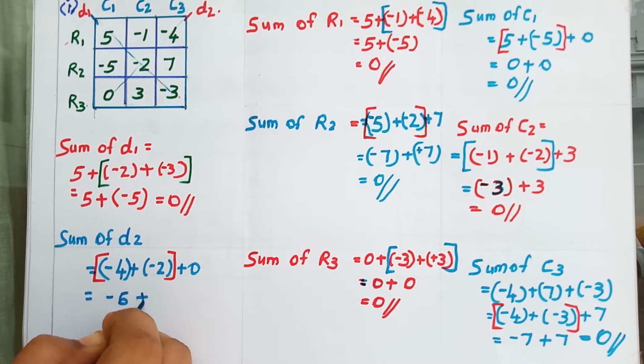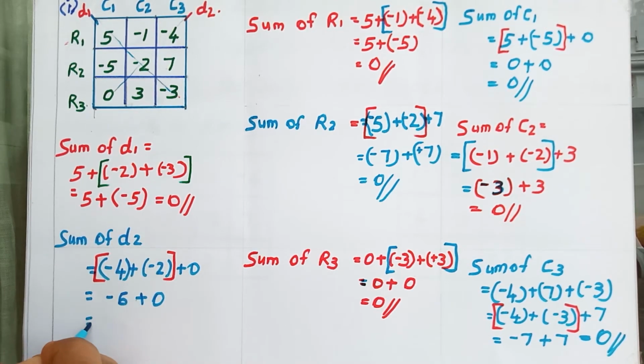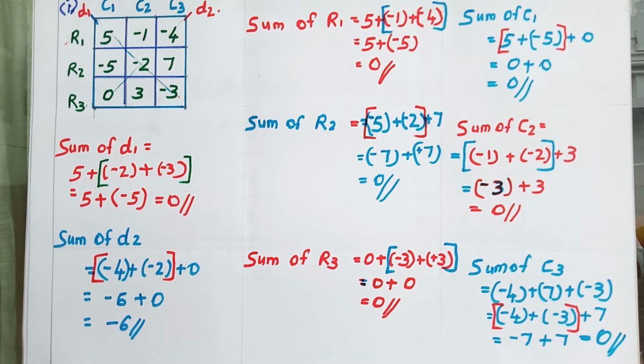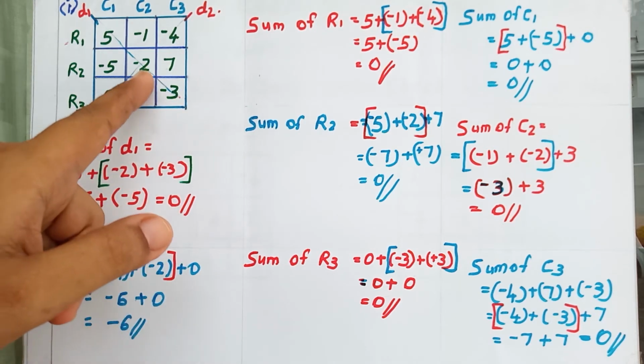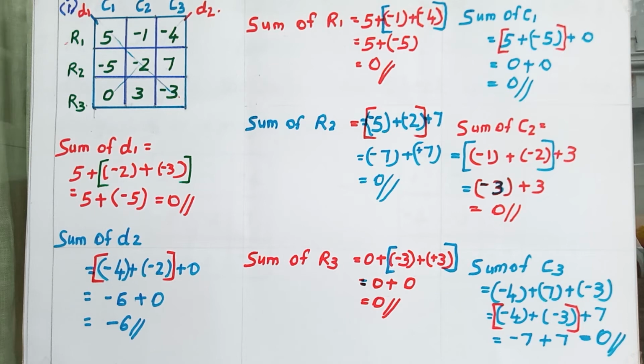Then remaining number is 0. Then minus 6 will be the answer. This is the one and only one sum we got as different. So definitely we can say that this is not a magic square. So my answer is.